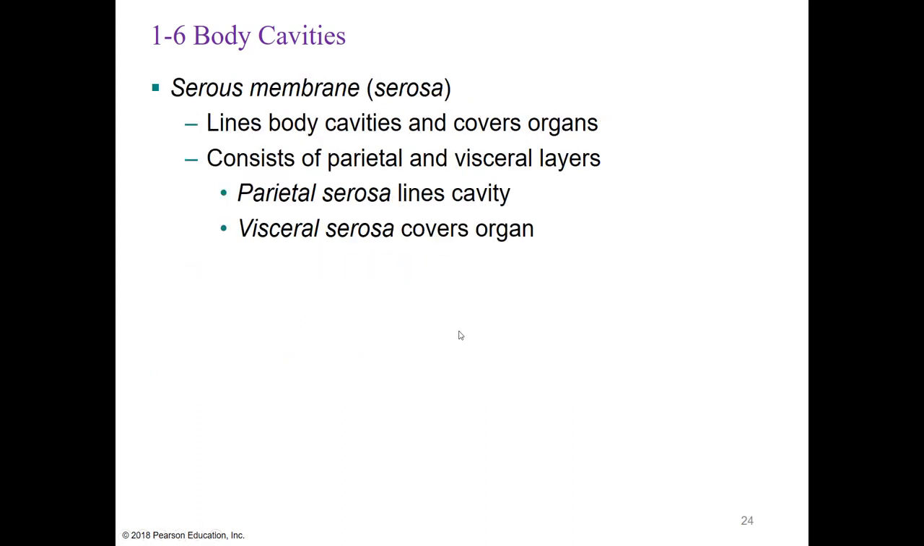Inside of the body cavities, we're going to have serous membranes. And serous membranes are membranes that are going to produce a watery lubricant. These membranes will line the body cavities, and they're also going to cover the organs. The serosa, or serous membrane, that lines the body cavity is called parietal serosa. Visceral serosa will cover the organ itself.